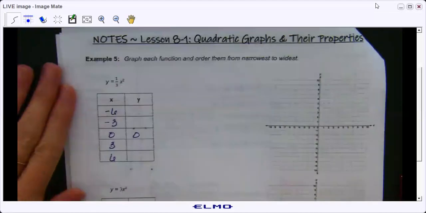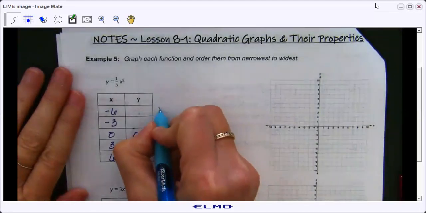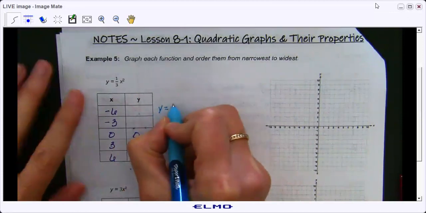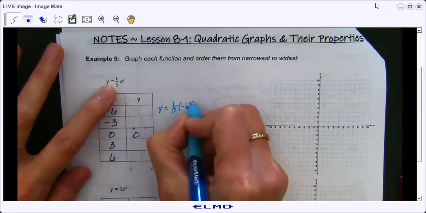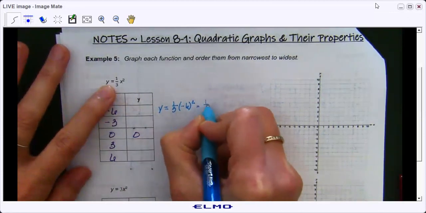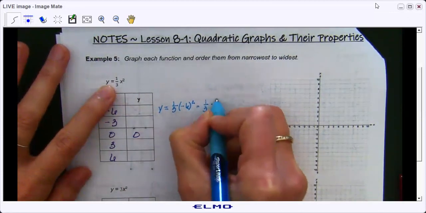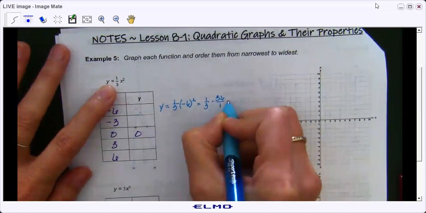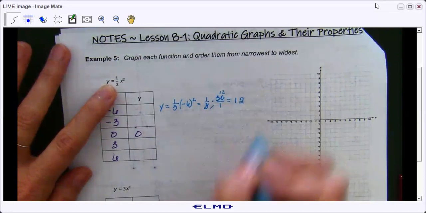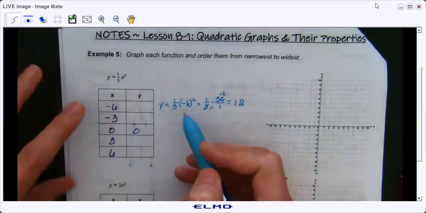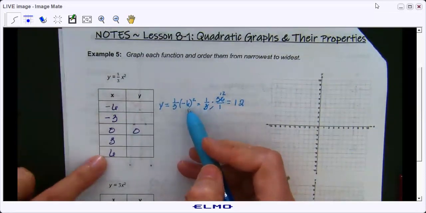And I am going to go ahead and solve this out. So I have 1/3 times -6 squared, which is 1/3 times 36. And that gives me 12. And again, my -6 and my 6 are going to be the same in this case.